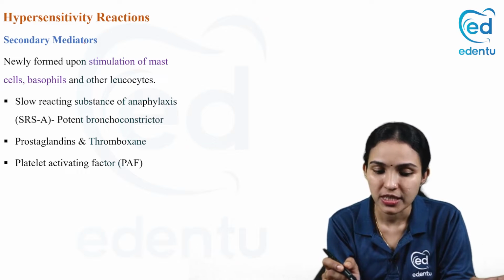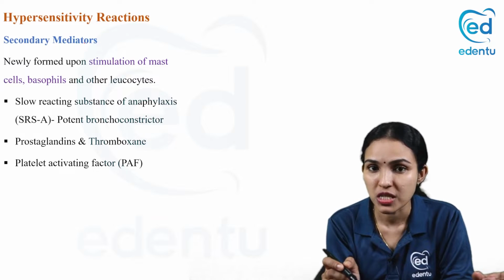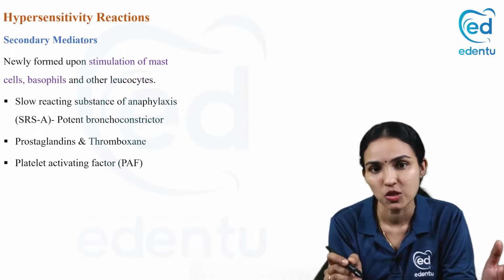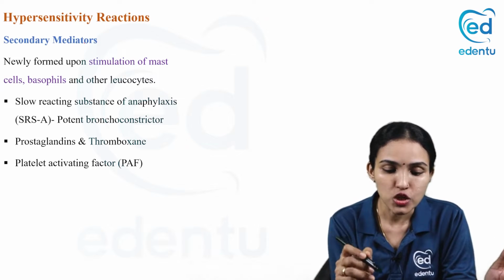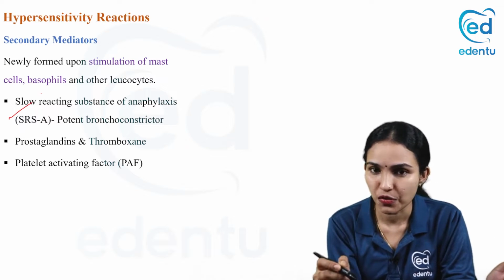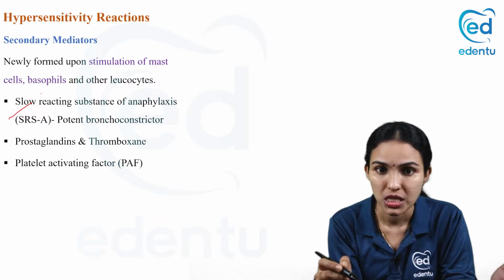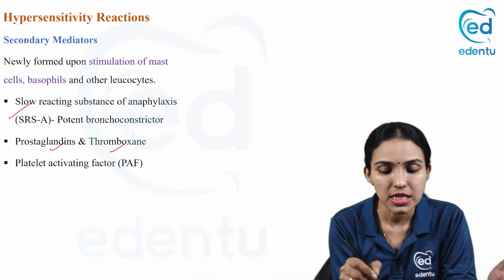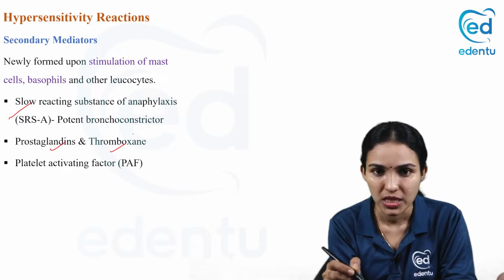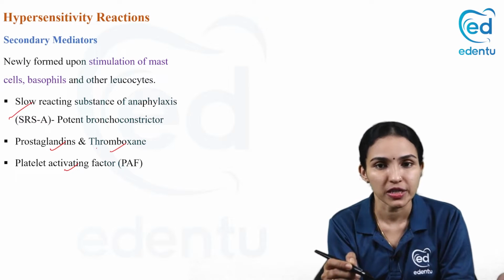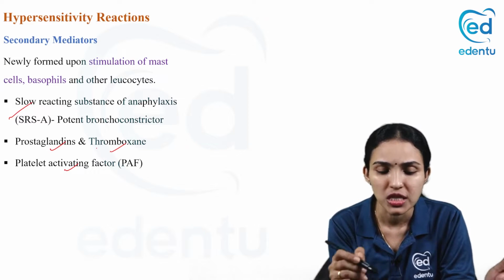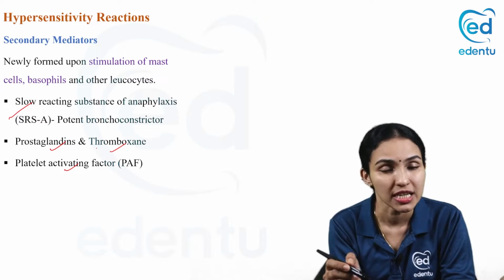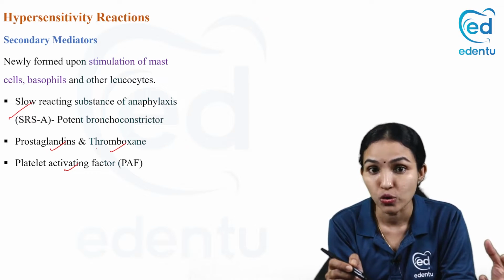Coming to secondary mediators, these are actually not already produced in mast cells, but are newly formed on stimulation of the mast cells, on exposure to these kinds of antigens. Those are the slow reacting substance of anaphylaxis, which is a potent bronchoconstrictor. Prostaglandins and thromboxane, again, are also bronchoconstrictors. Platelet activating factors. So these are the secondary mediators: SRS-A, prostaglandins and thromboxane. I would like you to remember prostaglandins and thromboxane as secondary mediators that can elicit bronchoconstriction.